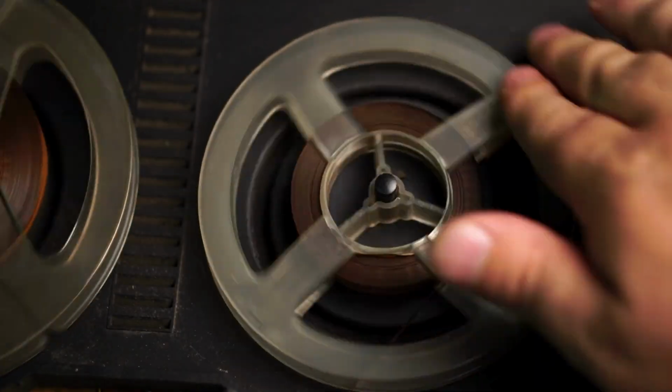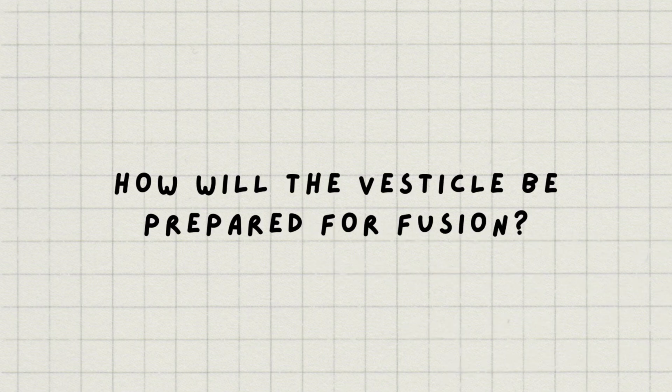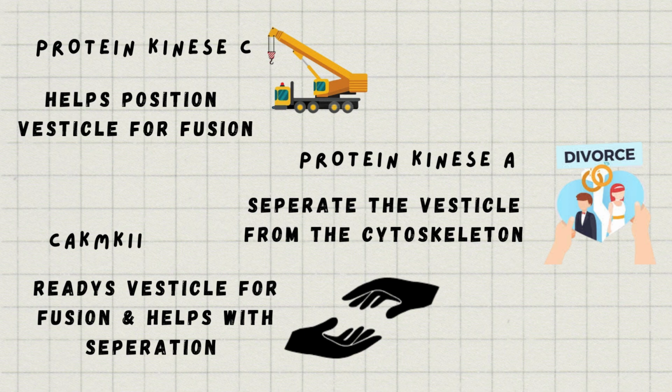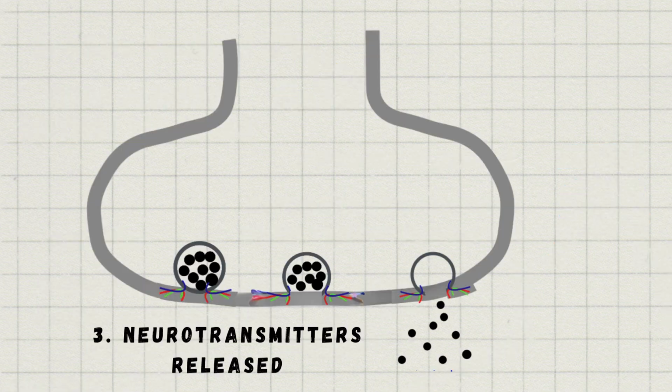But stop, let's rewind. How will the vesicle be prepared for fusion? So protein C helps position the vesicle, and then the kinesin A separates the vesicle from the cytoskeleton, and the last one helps ready the vesicle for fusion. So now the neurotransmitters will be released.